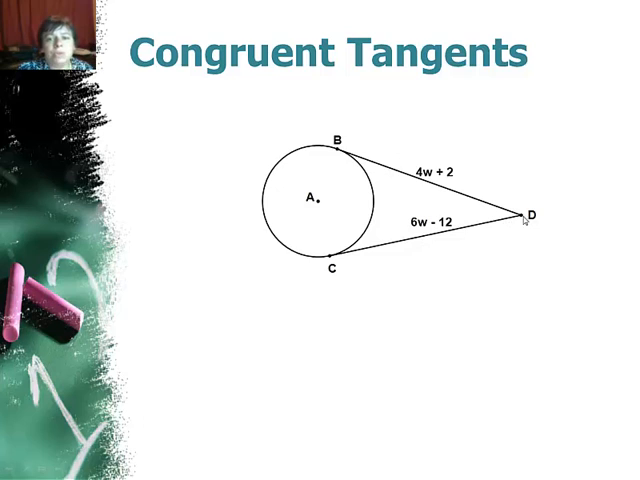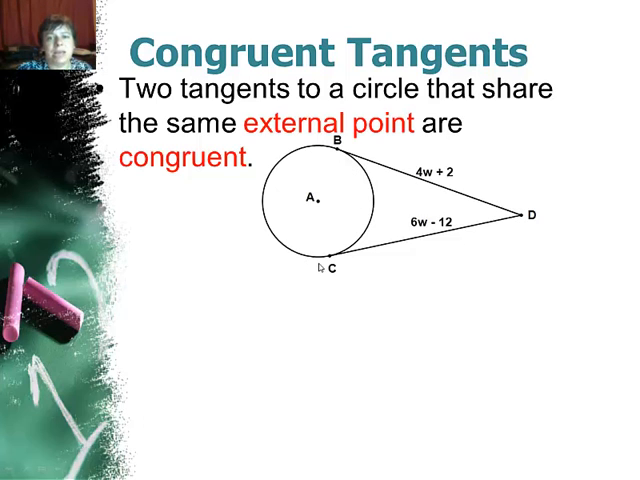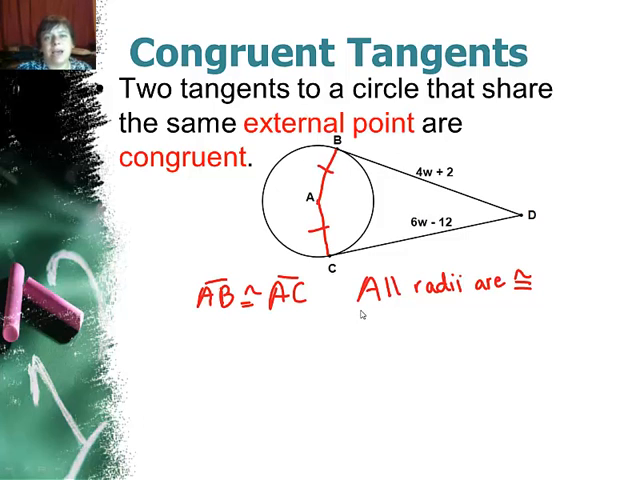But if both those lines meet at another point D, what's cool is these two segments will always be congruent. BD will be congruent to CD. And I can prove it to you. So let's see. First of all, AB is congruent to AC. Why? Well, all radii of the same circle are congruent.